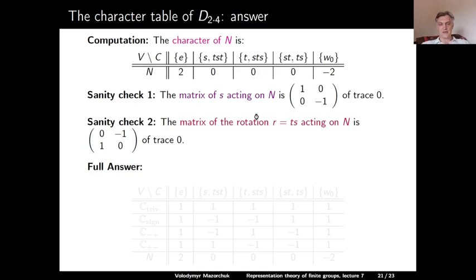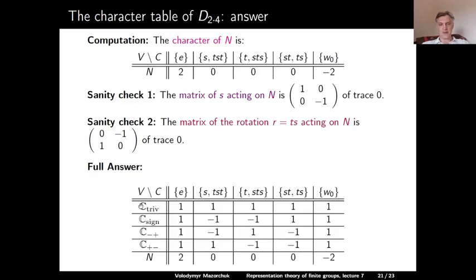So the full answer is as follows. So the characters of the one-dimensional modules we have already seen, and the character of N is 2, 0, 0, 0, minus 2. So this is the character table for the dihedral group D 2 times 4.